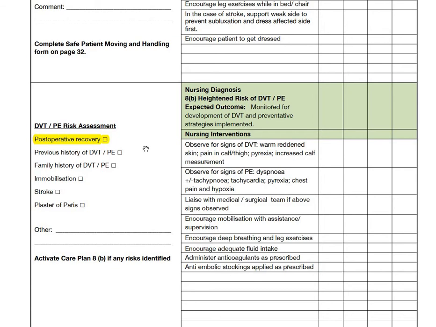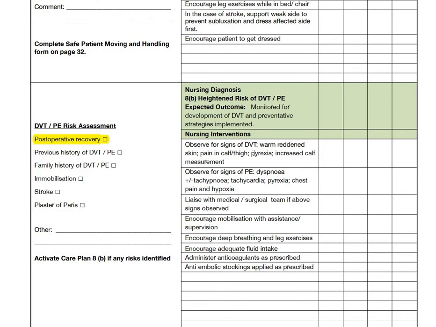So here are some risk factors for DVTs and PEs. If the patient is post-op recovery, if they have a previous history of DVT or PE, if there's a family history of DVT or PE, immobilization, stroke, if they have a plaster of Paris in situ, and then other. So activate Care Plan 8B if any risks are identified. So Care Plan 8B, heightened risk of DVT or PE, the expected outcome monitored for development of DVT and preventative strategies implemented. So you can activate your interventions here.